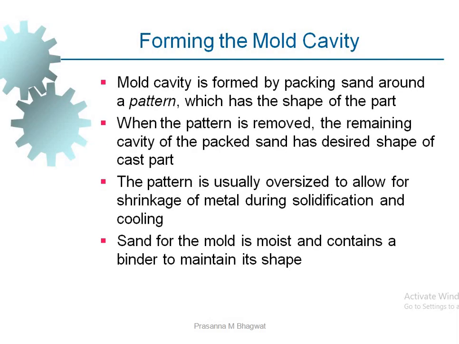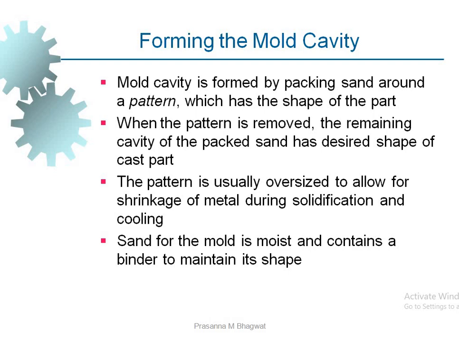So when the pattern is removed, the remaining cavity of the packed sand has the desired shape of the cast part. The pattern is usually oversized. Listen carefully: the pattern is generally made oversized because metal has a tendency to shrink when it solidifies. To compensate for that shrinkage, the pattern is made oversized so that after pouring the metal, when it starts contracting or solidifying, it will come to the exact shape of the casting.